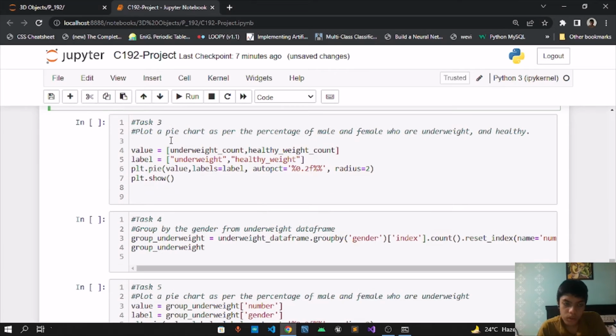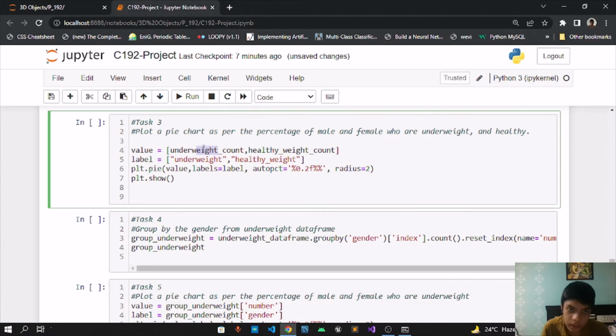And now we are going to our task number 3, which is plotting a pie chart as per the percentage of the male and female who are underweight and healthy. So here we can just use the count of the people who are underweight and healthy. These are the values, and these are the labels. Like for this count, this variable has the data of 20, but we need to assign what is 20 here. So it's the number of underweight people.